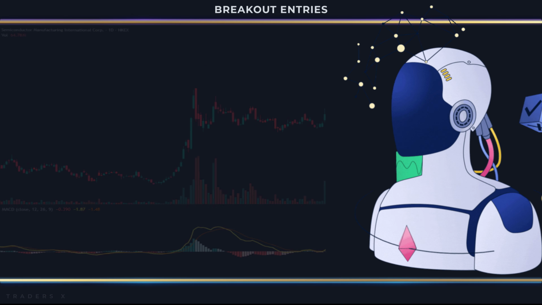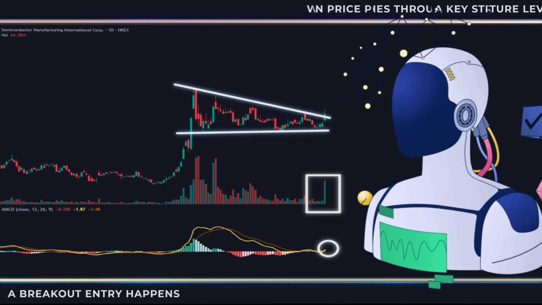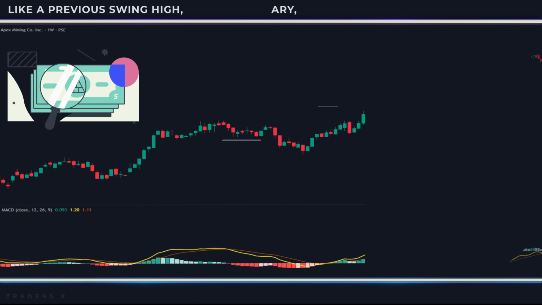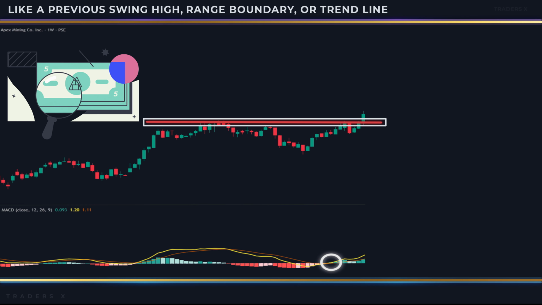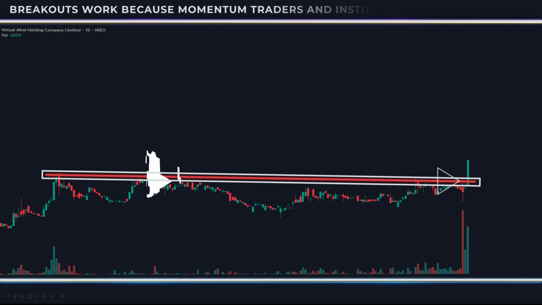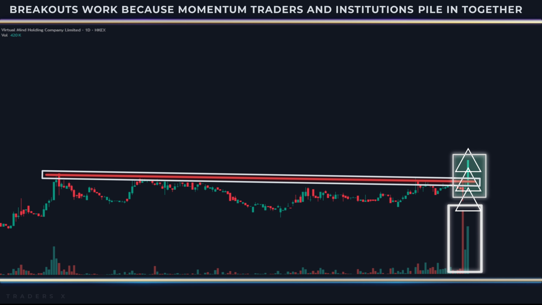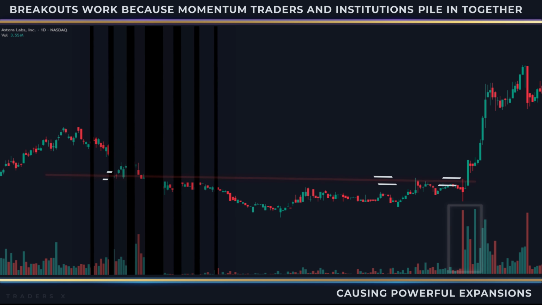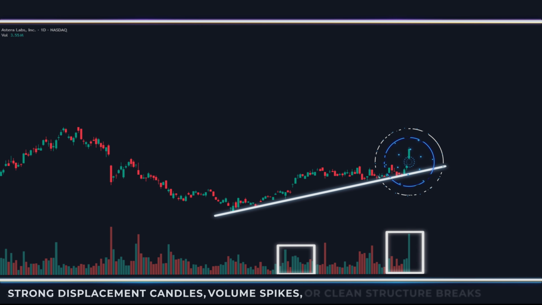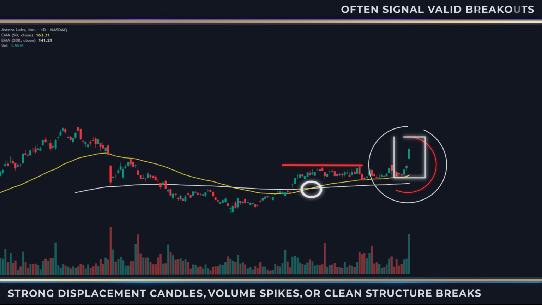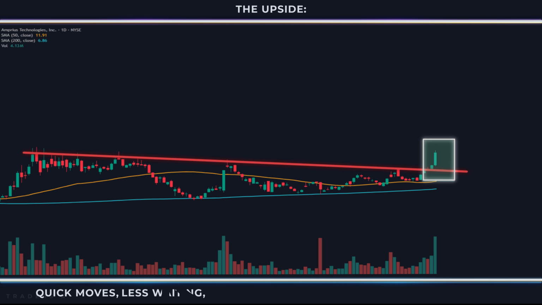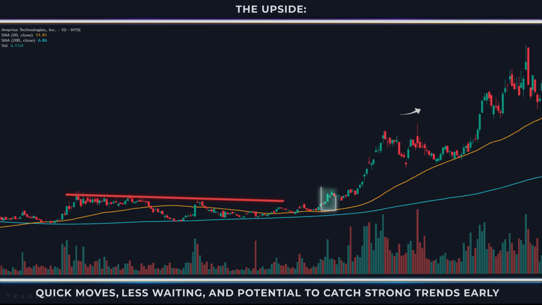Breakout entries. A breakout entry happens when price pushes through a key structure level, like a previous swing high, range boundary, or trend line, and you enter as that level is broken. Breakouts work because momentum traders and institutions pile in together, causing powerful expansions. Strong displacement candles, volume spikes, or clean structure breaks often signal valid breakouts. The upside: quick moves, less waiting, and potential to catch strong trends early.